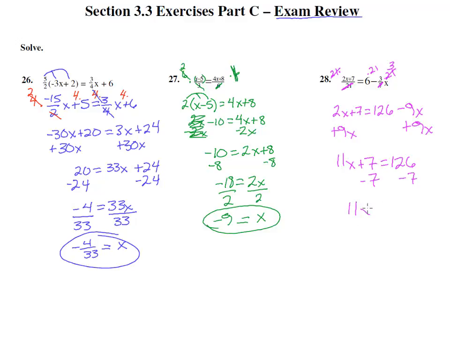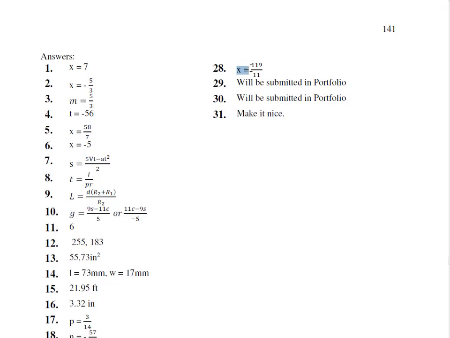So we have 11x equals 119. And now divide both sides by that 11 so that we can finally get x all by itself. And we have x equals 119 over 11. Wow, that's like 10 point something if we plugged it into a decimal. Let's check our answer. And there it is, x equals 119 over 11. Good.